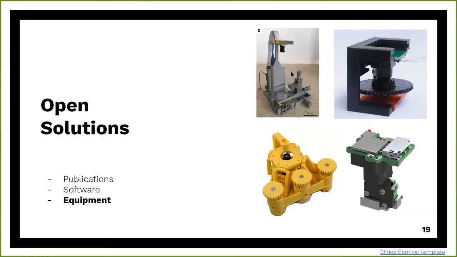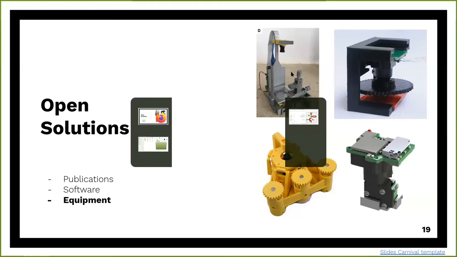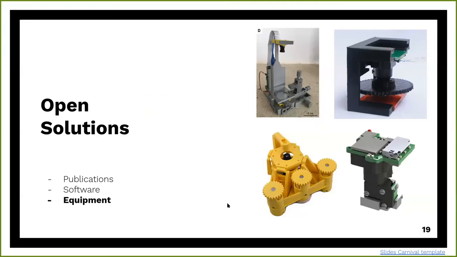So here on the top left, what you're seeing is an open source microscope that we developed that is specialized for neurosciences and state-of-the-art neuroscience methods. On the top right, it's something to do fluorescence imaging with bacteria. On the bottom left, this is something called OpenFlexure.